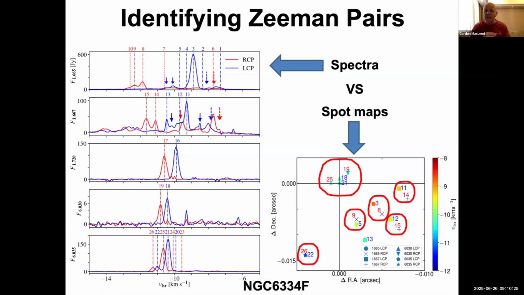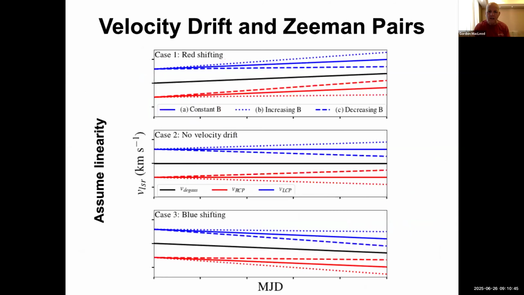So what we have to do, because I have all this data, is find another method of identifying Zeeman pairs that will give us a third dimension that will distinguish all of this data, disentangle it, and tell you if they are in fact in the same volume of gas. And the answer to that is velocity drift. So what might you expect?